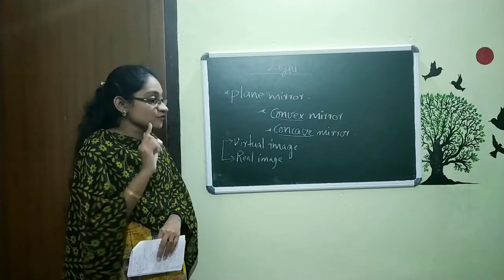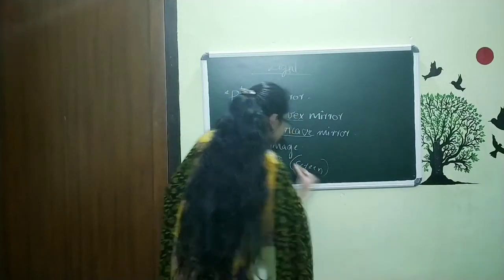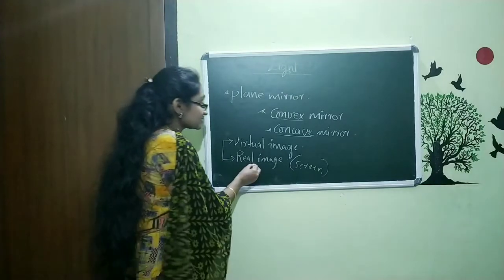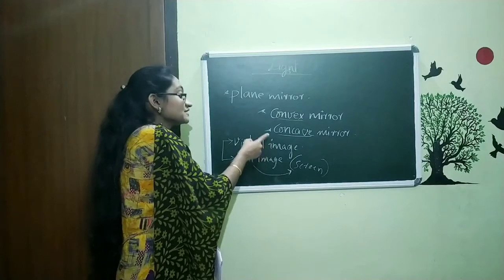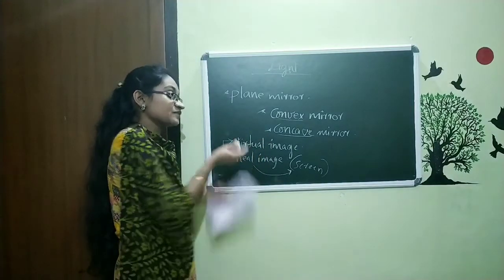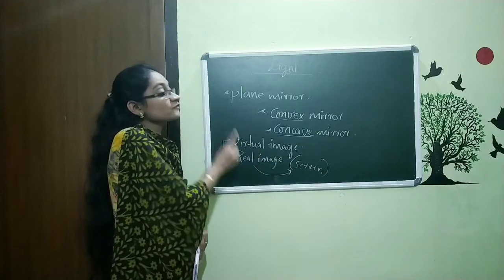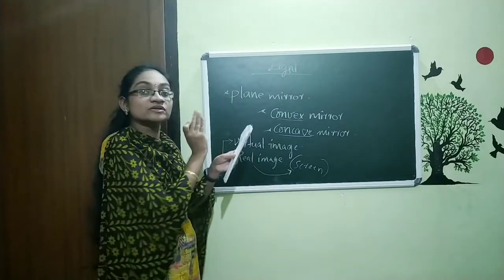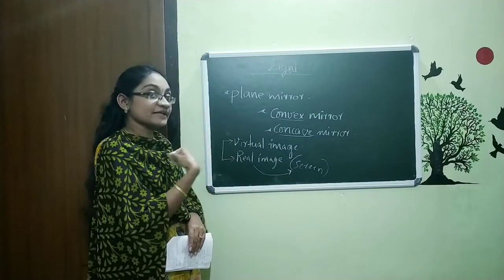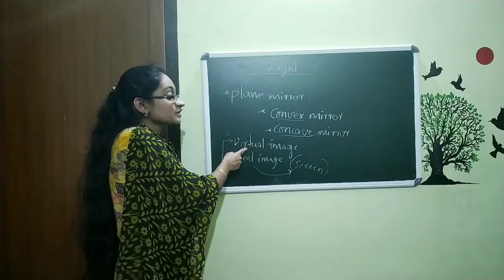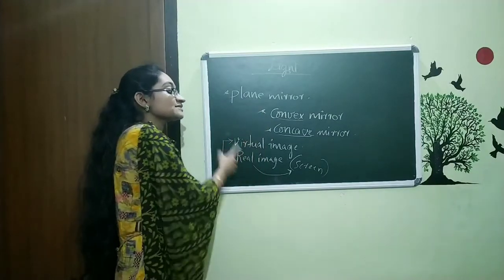Is it possible to focus the image on a screen? If it is possible, then that is a real image. And if it is not possible, then that is a virtual image. For example, with our mirror, we can see the image on the mirror itself. When we look at the plane mirror, we can see our image in the mirror, so that is a virtual image. And a real image means we can focus it on a screen. So these things we discussed in the last class.